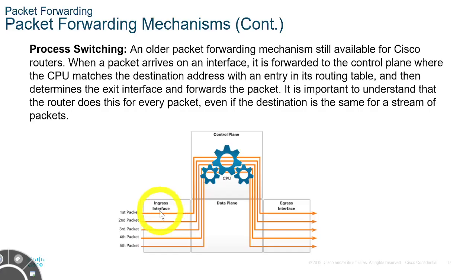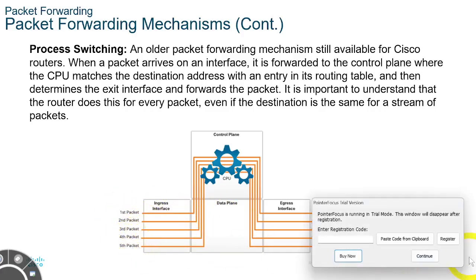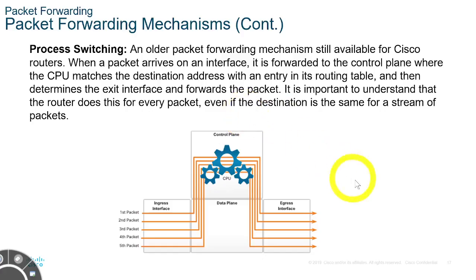The ingress interface, this is the router, the interfaces that enter the router. Packet 1, second packet, third, fourth packet. So this is an older packet forwarding mechanism still available for Cisco routers. This one, process switching. When a packet arrives on an interface in this way, it's forwarded within the router to something called the control plane. This one, to the CPU of the router.